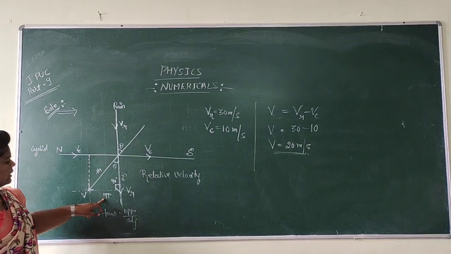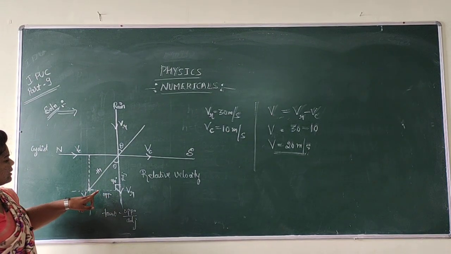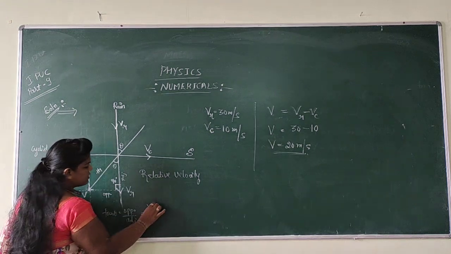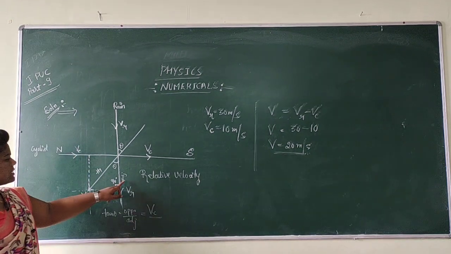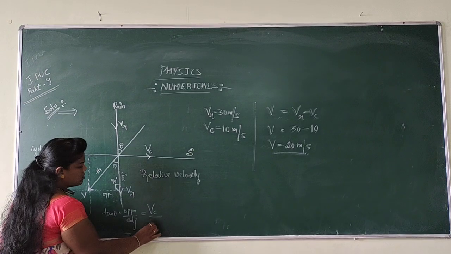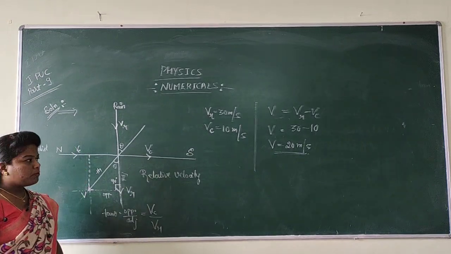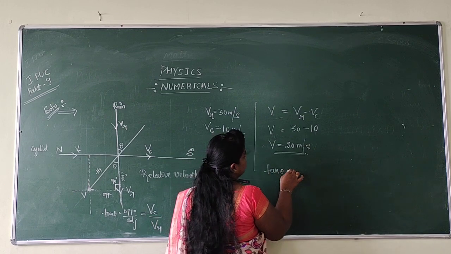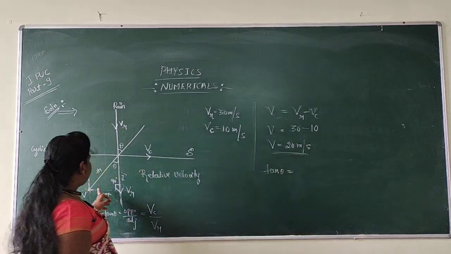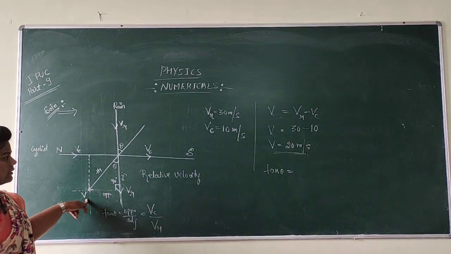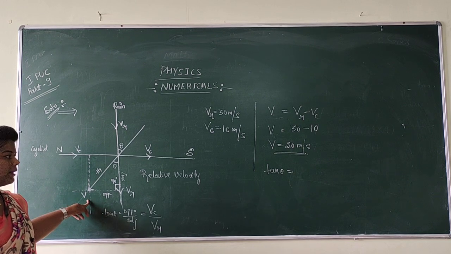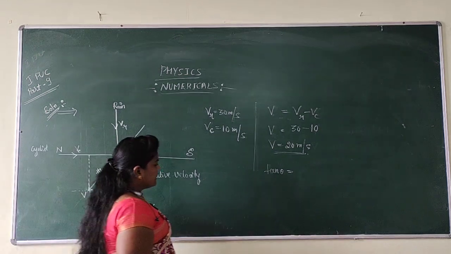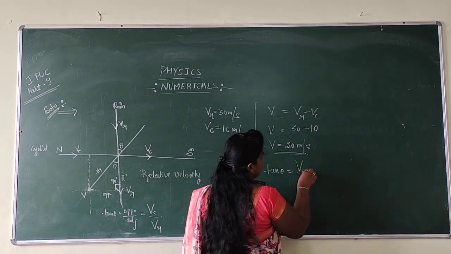What is the opposite side? The opposite side is parallel to VC. So this can be written as VC divided by the adjacent side, which is exactly VR. So I am going to calculate that angle. We came to know that along the direction of relative velocity, that woman is going to hold the umbrella. Then through which angle? Tan theta is equal to VC by VR.